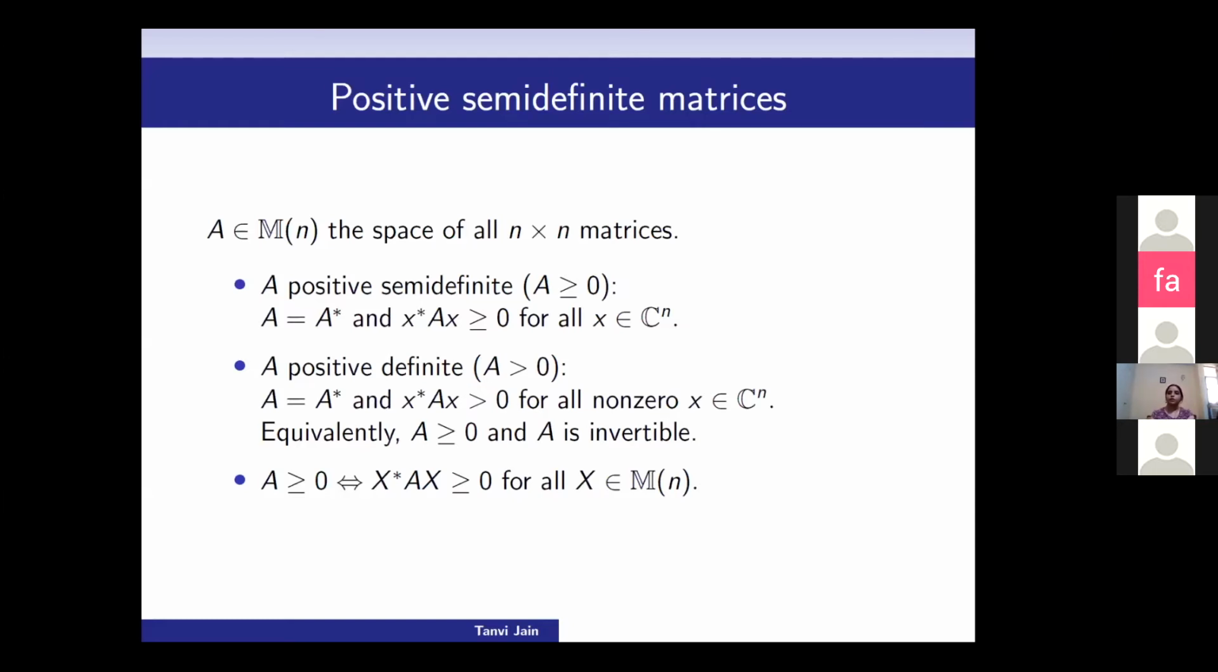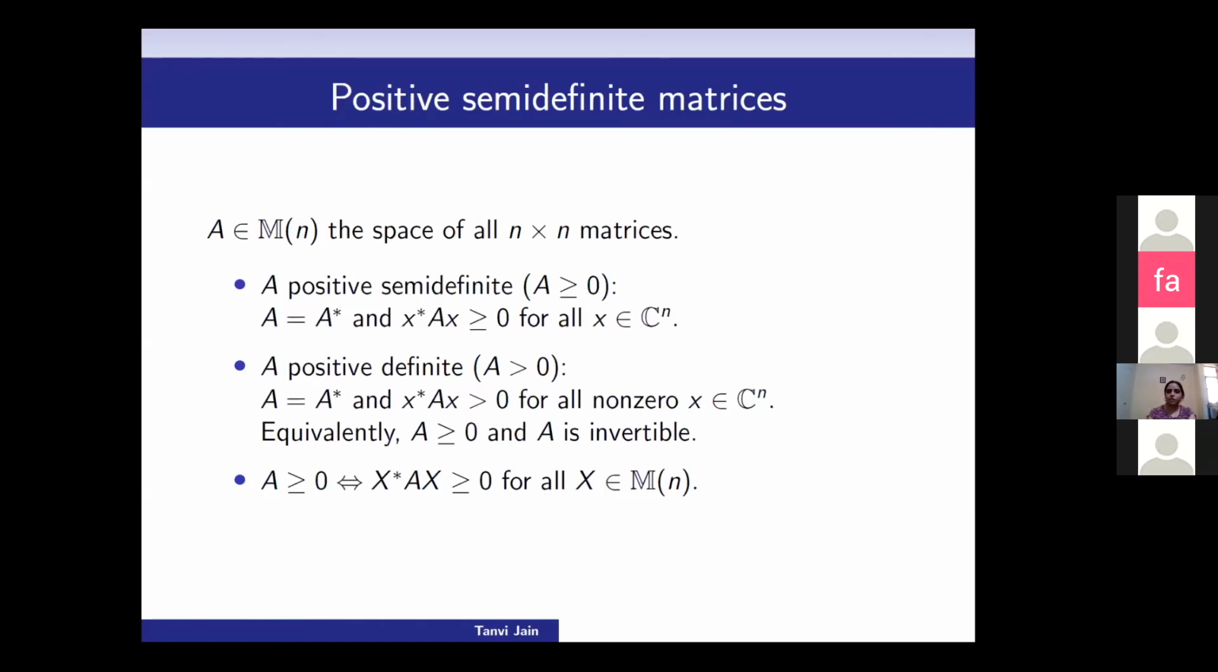It's positive semi-definite, and it is positive definite if x star Ax is greater than 0 for every non-zero x. Equivalently, every positive semi-definite matrix is positive definite if and only if it is invertible. You also would be knowing that every positive semi-definite matrix has all eigenvalues non-negative. Every positive definite matrix has all eigenvalues strictly positive, and so on. A simple result that we'll be looking at.